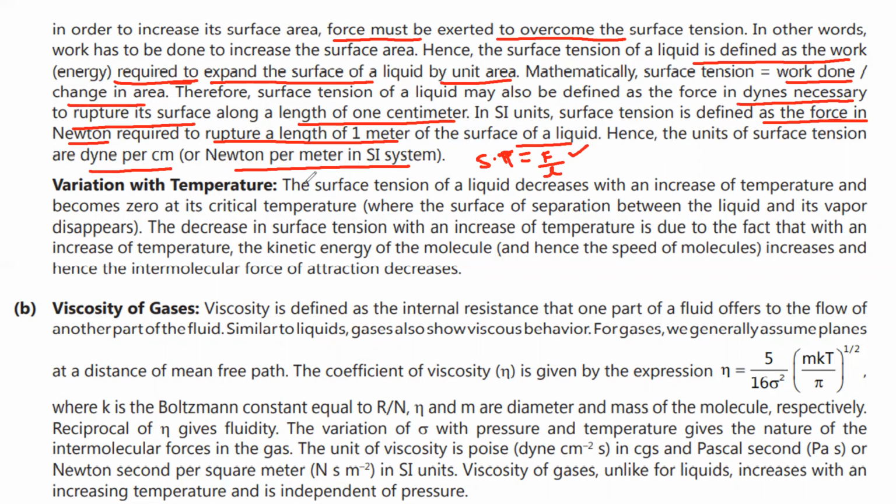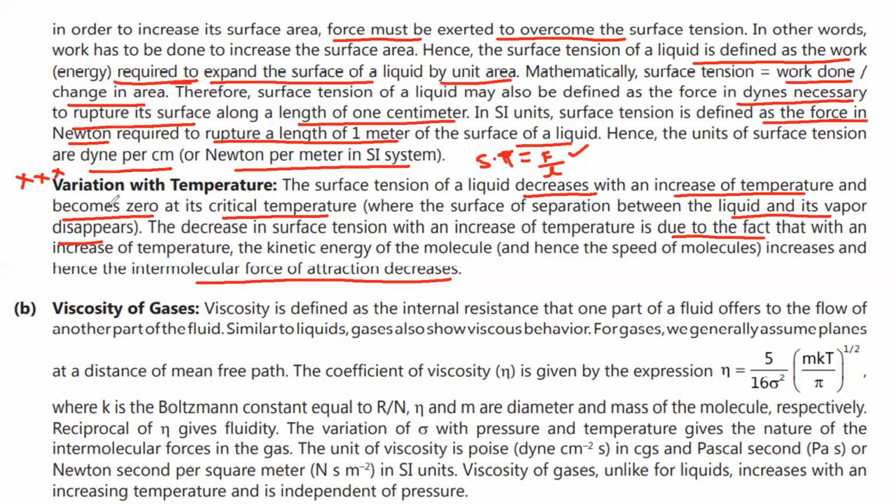Now, variation with temperature. What happens with the temperature? The surface tension of a liquid decreases. This is a very important point because they'll ask this in the competitive exams. As the temperature increases, the surface tension of a liquid decreases and becomes zero at its critical temperature, where the surface of separation between the liquid and its vapor disappears. The decrease is due to the fact that with an increase of temperature, the kinetic energy of the molecules increases and hence the intermolecular force of attraction decreases. As the intermolecular force of attraction decreases, surface tension also decreases.